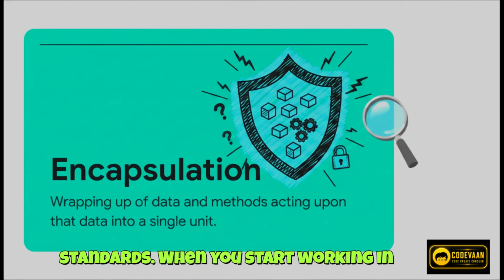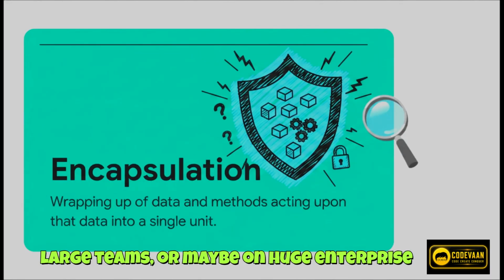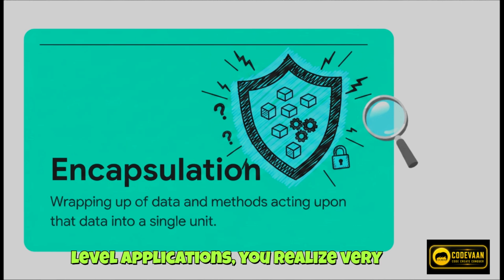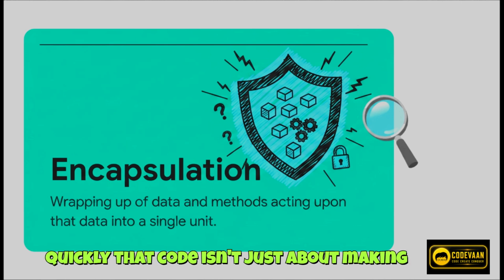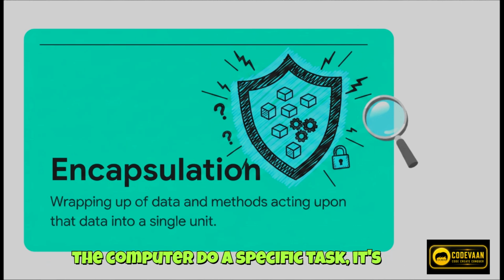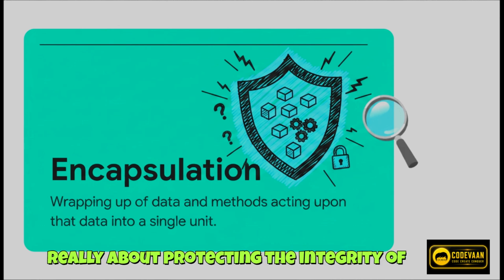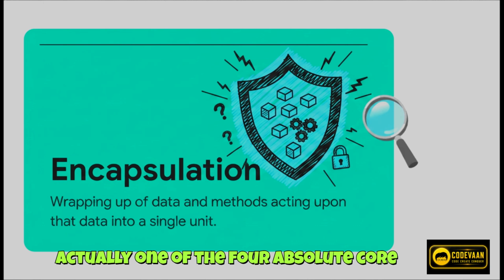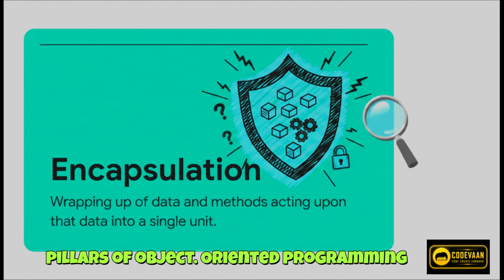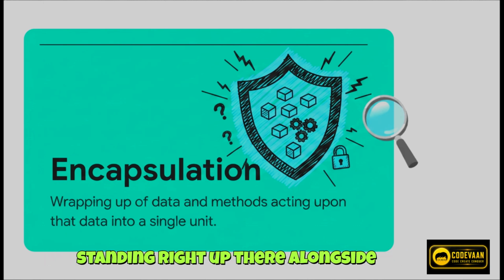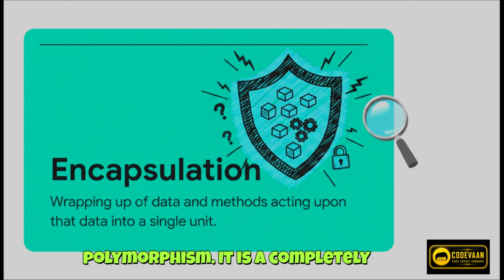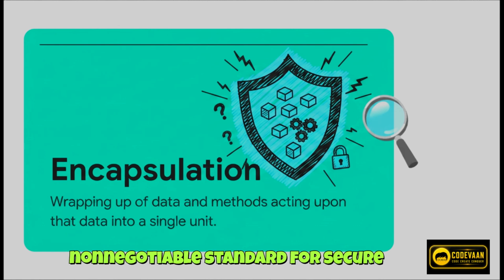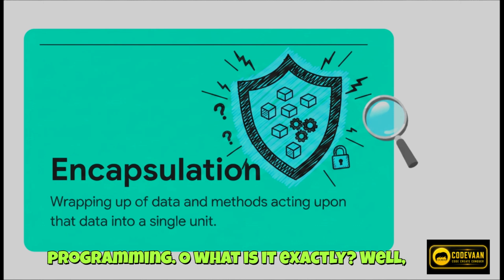When you start working in large teams or maybe on huge enterprise-level applications, you realize very quickly that code isn't just about making the computer do a specific task. It's really about protecting the integrity of your application. Encapsulation is actually one of the 4 absolute core pillars of object-oriented programming, standing right up there alongside inheritance, abstraction, and polymorphism. It is a completely non-negotiable standard for secure programming.